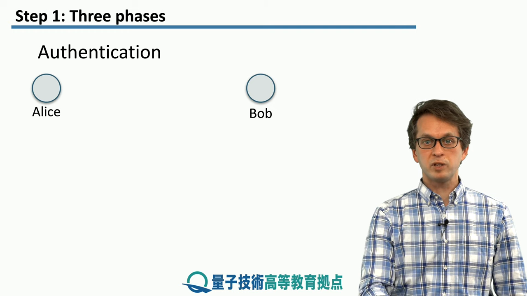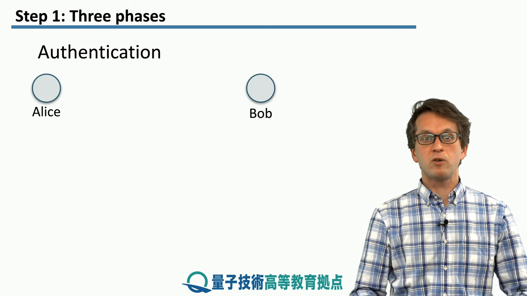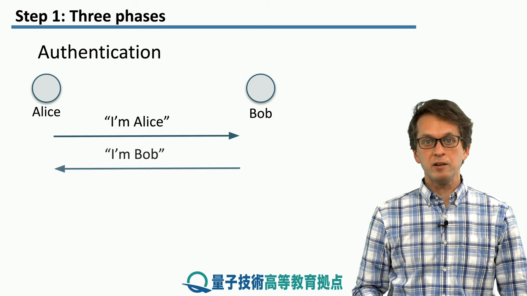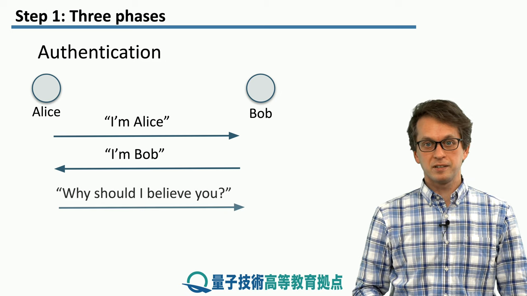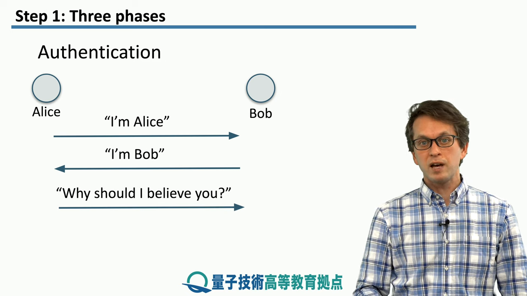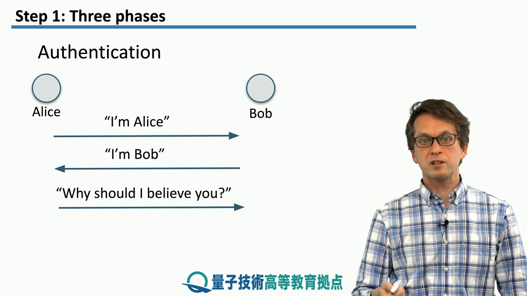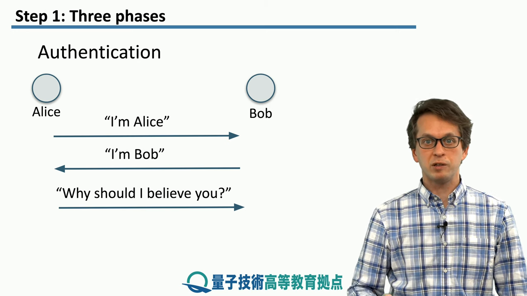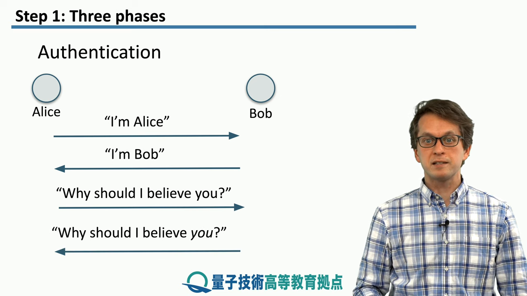So, authentication between Alice and Bob usually proceeds in the following way. First, Alice says to Bob, I'm Alice. Then Bob can say, okay, you're Alice, I'm Bob. But then also, anybody could say that. So the question is, why should I believe you? Why should I trust you? Why are you really the person that you're claiming to be? And Bob, of course, has the same question.